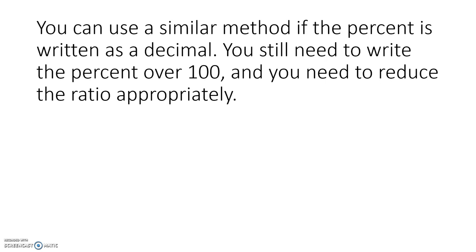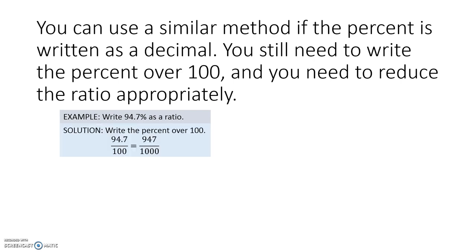You can use a similar method if the percent is written as a decimal. You still write the percent over 100, and then you just reduce the resulting ratio appropriately. Write 94.7% as a ratio. Write the percent over 100. You have 94.7 over 100.